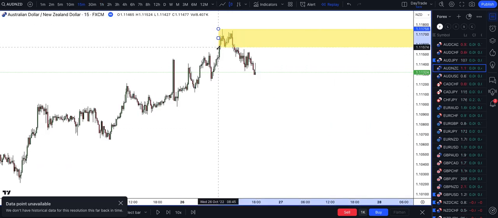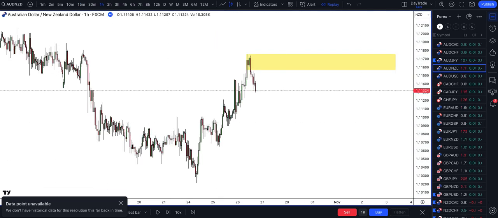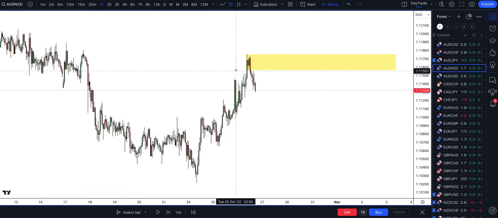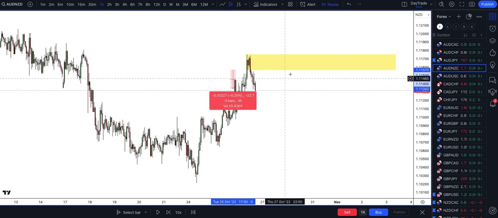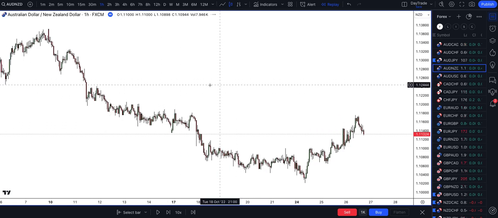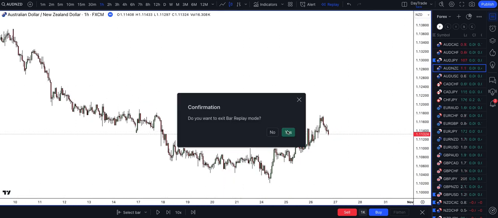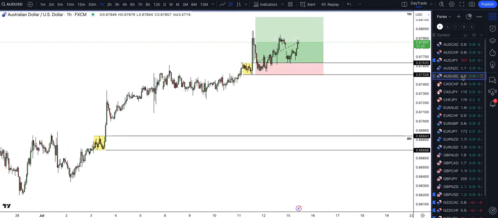Can't go back that far to the hourly time frame. So I'll go down to the lower time frames because I want to see if price has retested the area. If it's not retested it, then it's something we're going to put on, but this has not got a big enough move out from the zone, so I'm just going to come off this bar replay mode. So yeah, no zones here to pick from.